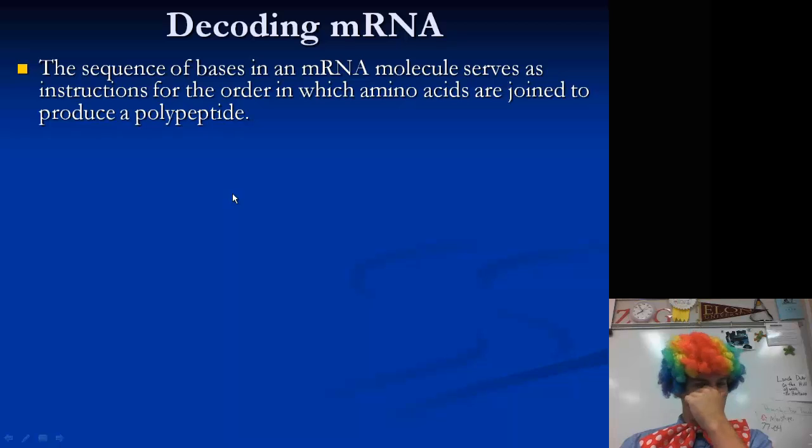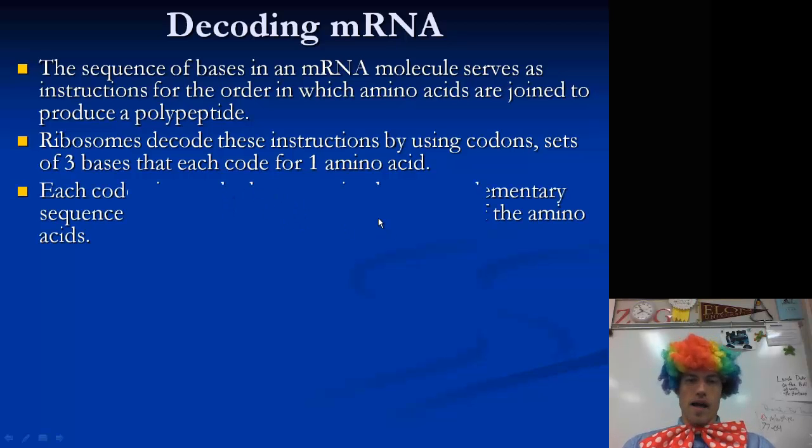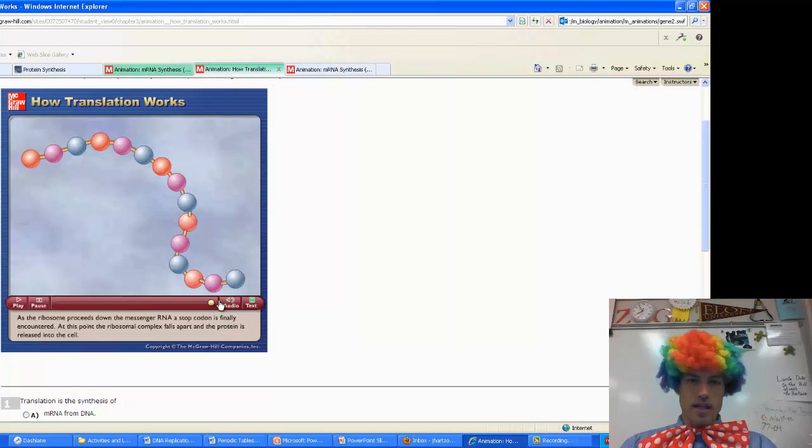So how does this actually work? The sequence of bases in an mRNA molecule serves as instructions. And we basically decode these instructions by using codons, which are sets of 3 bases that each code for 1 amino acid. And each codon is matched to an anticodon, or complementary, that should say complementary, sequence on the tRNA to determine the order of the amino acids. So let's take a look at translation.